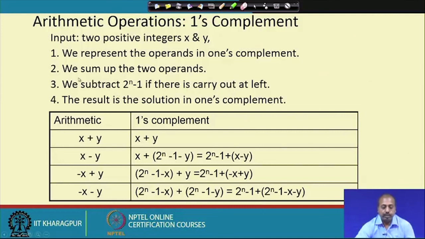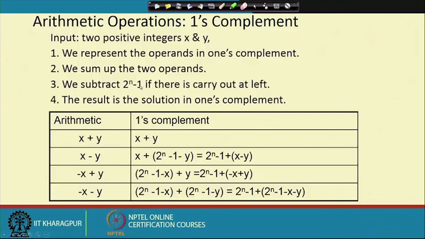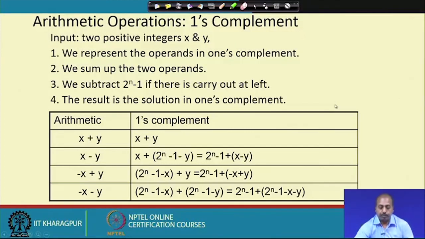In case of 2's complement we did not have to do anything. If you represent in 2's complement and then sum up, it was over, but in 1's complement it is not over at that point. If there is a carry then you have to subtract 2 to the power n minus 1, and the result will be in 1's complement format. So you compute x plus y, or x minus y as x plus the 1's complement of y, and after that if there is a carry, you have to subtract 2 to the power n minus 1.